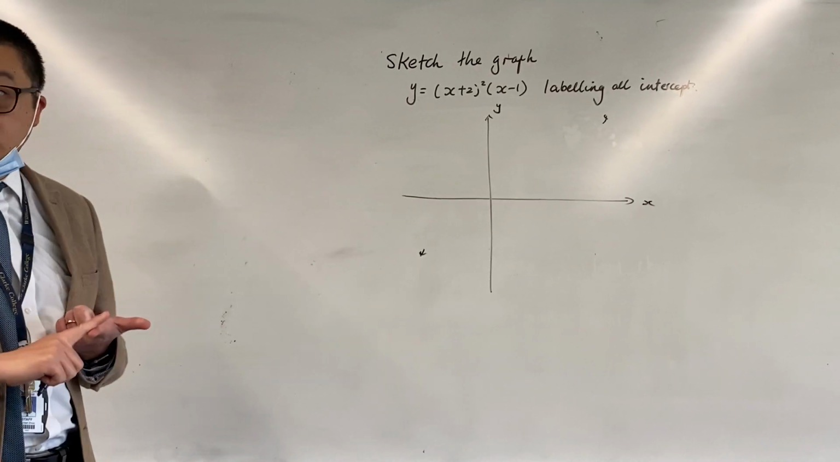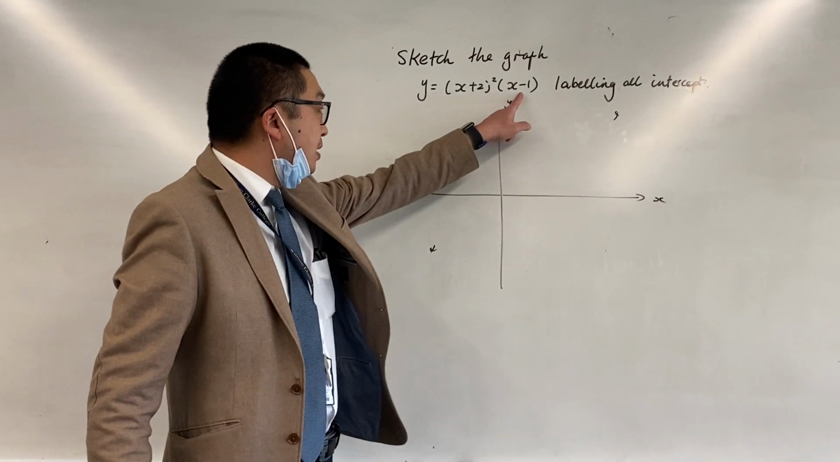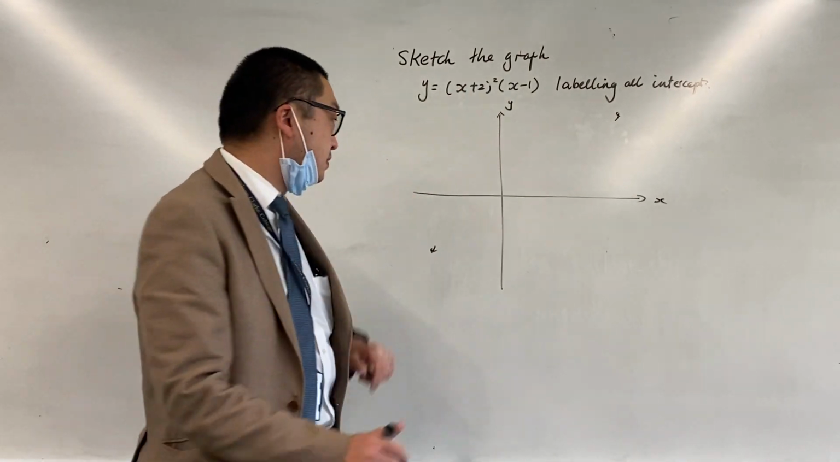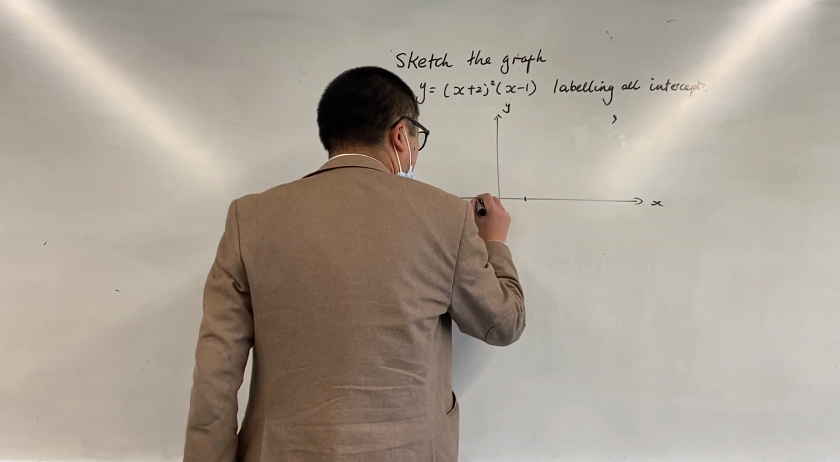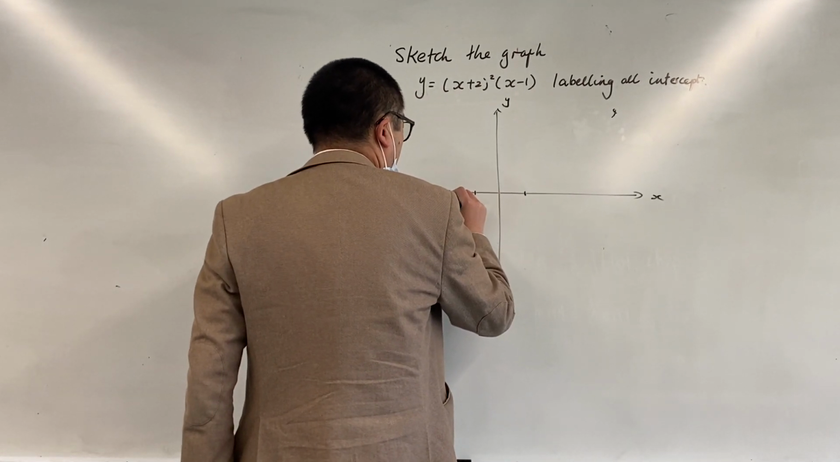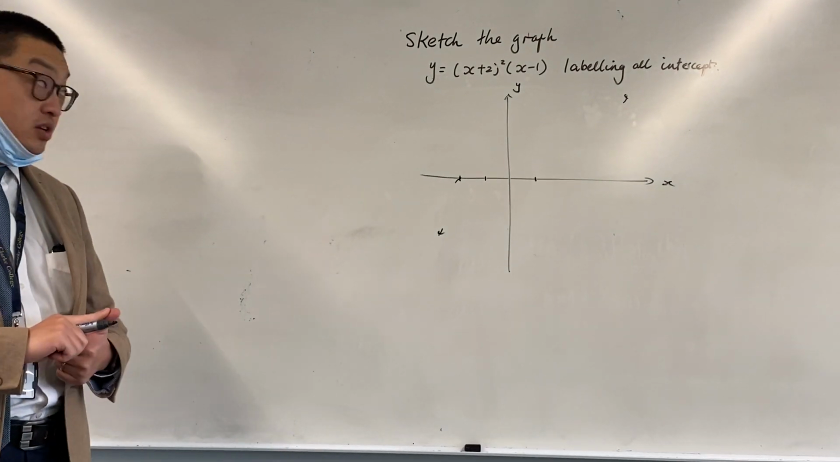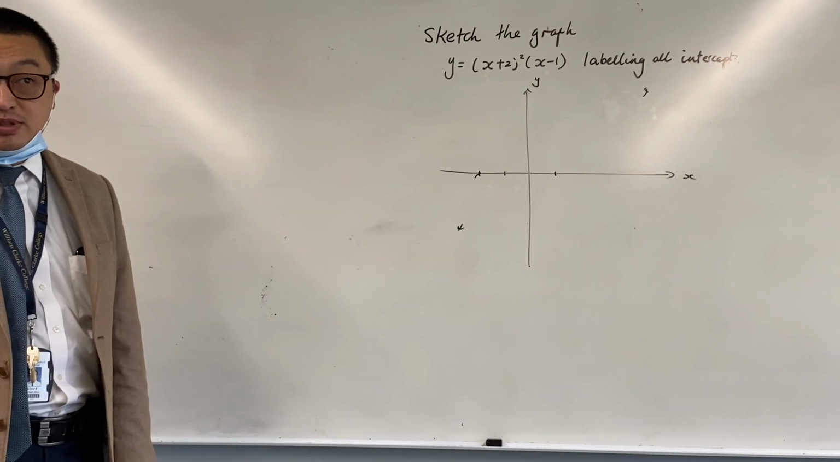That's the first thing I'm going to decide. Then I look at my x-intercepts. The x-intercepts are going to be 1 and -2, and it bounces back at -2. So 1, -1, -2, here, bounce back. That's the second thing. And the third thing is the y-intercept.